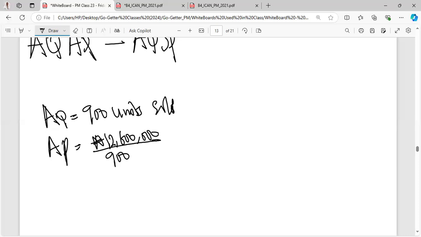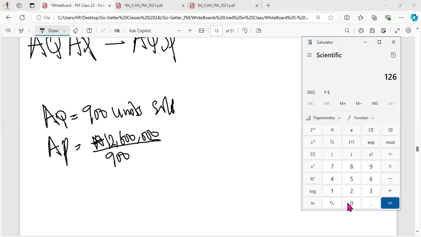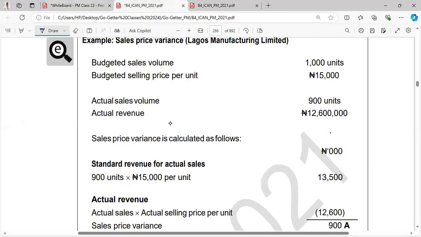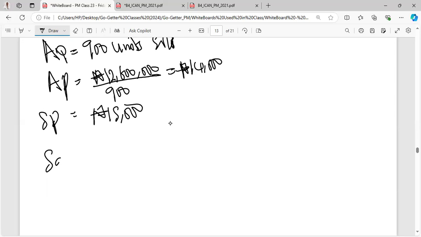If it gives us a fraction, we'll not write it down. 12,600,000 divided by 900, that's 14,000. So this is your selling price, 14,000. Then your standard selling price, have it as 15,000 according to the question. Okay, so now your sales price variance.